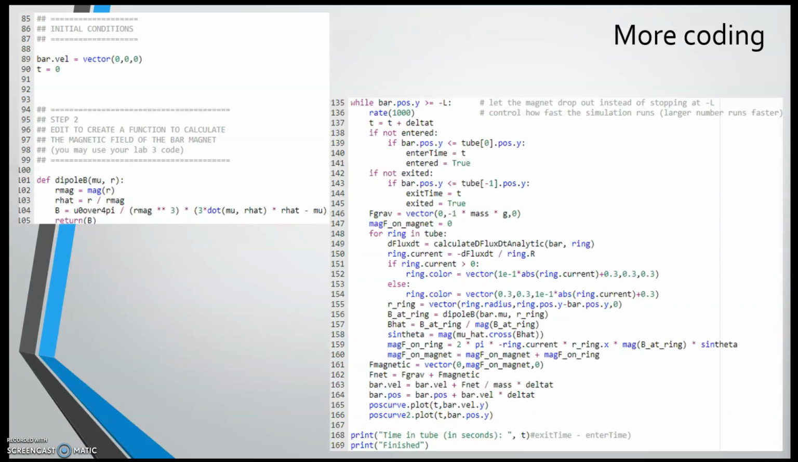Here's some more coding, which sets a couple more initial conditions, such as the bar magnet's initial spot, followed by how to actually calculate Faraday's law from this GlowScript. As you can see, there's the t plus delta t, the time change. We have an if statement to determine whether the bar magnet has entered the tube or not. Gravity vector, the magnitude of F, and for ring and tube, and then we have all the flux calculations here.